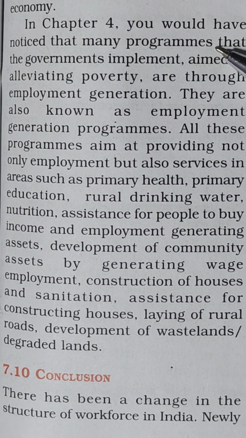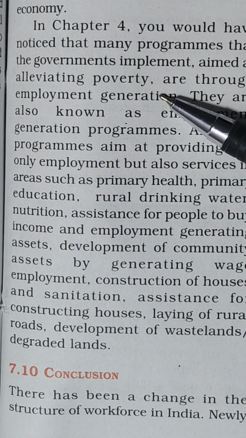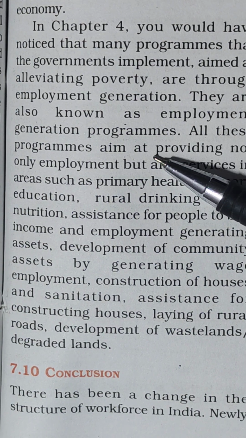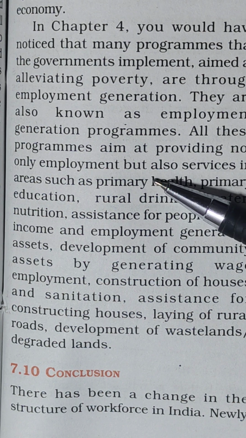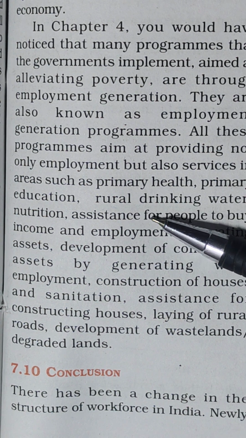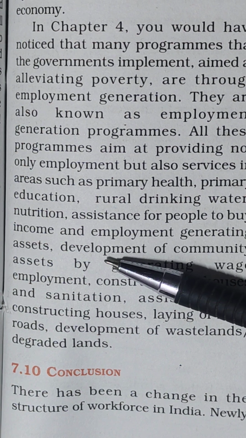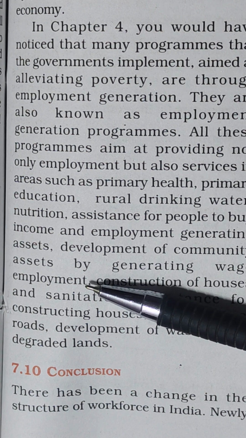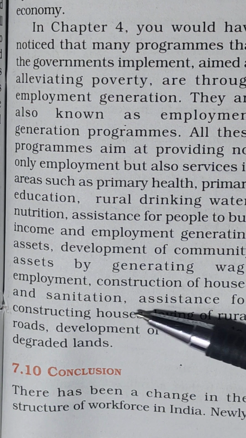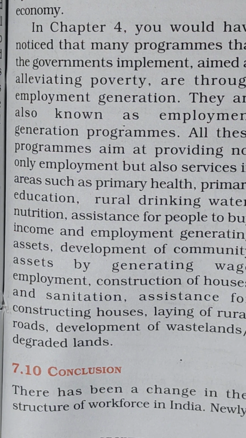In Chapter 4, you would have noticed that many programs that the governments implement aimed at alleviating poverty are through employment generation. They are also known as employment generation programs. All these programs aim at providing not only employment but also services in areas such as primary health, primary education, rural drinking water, nutrition, assistance for people to buy income and employment generating assets, development of community assets by generating wage employment, construction of houses and sanitation, assistance for construction of houses, laying of rural roads, development of wastelands and degraded lands.